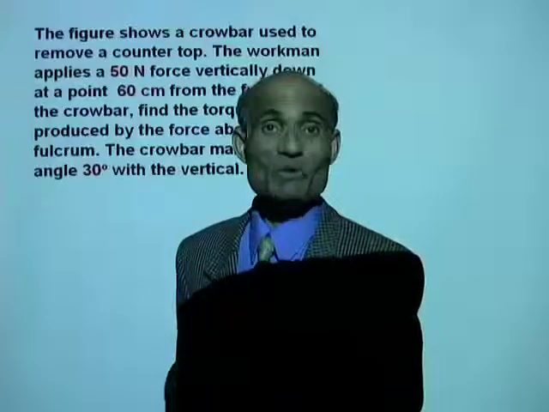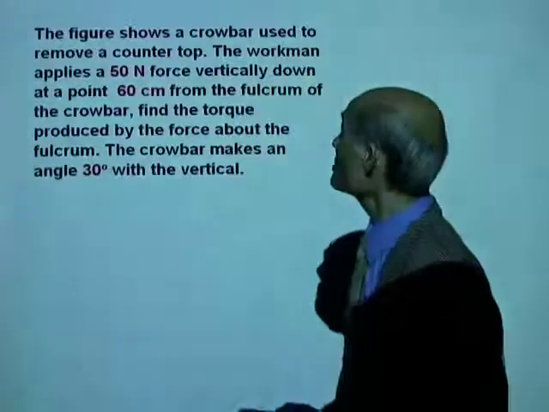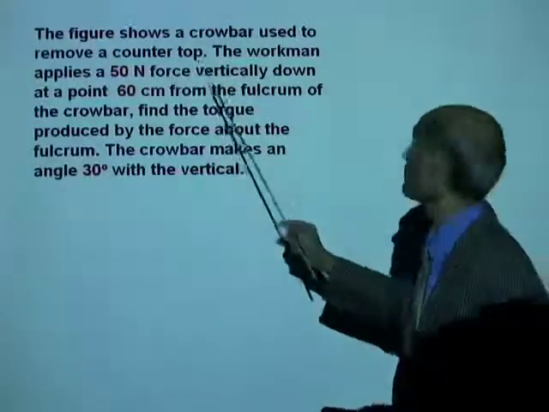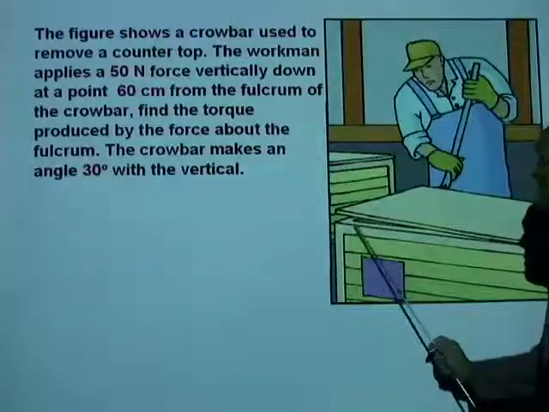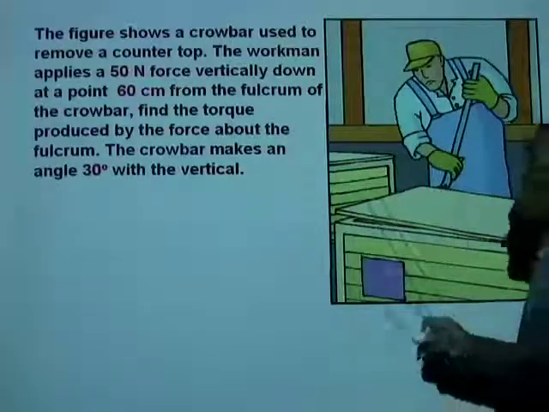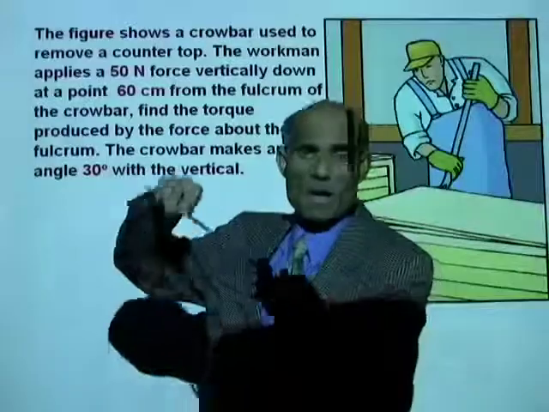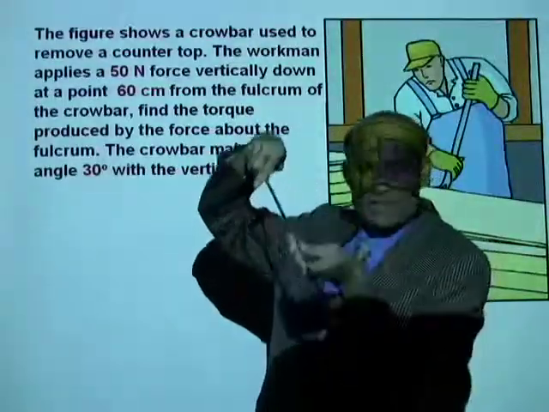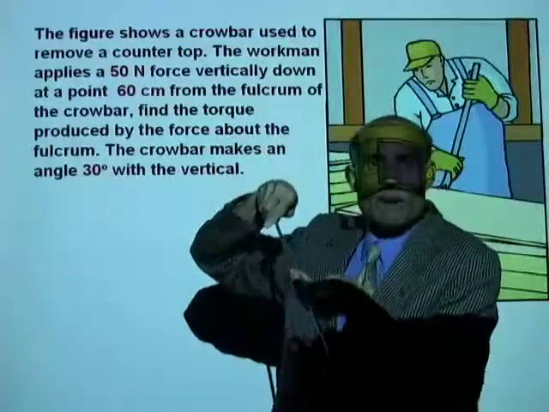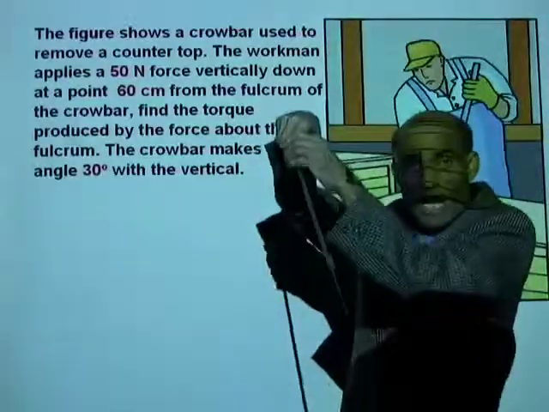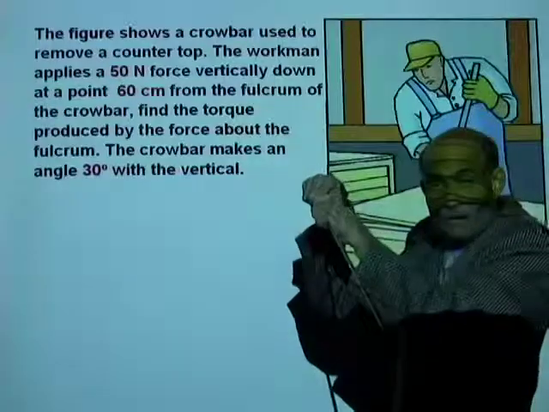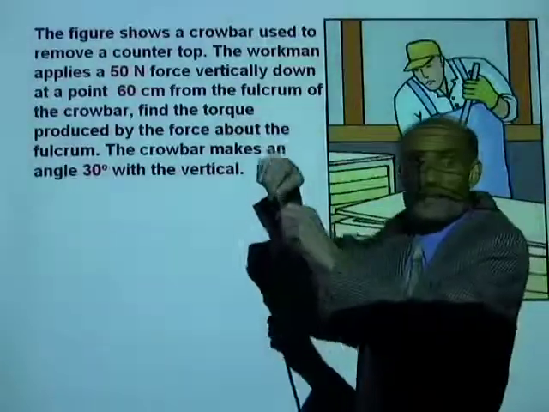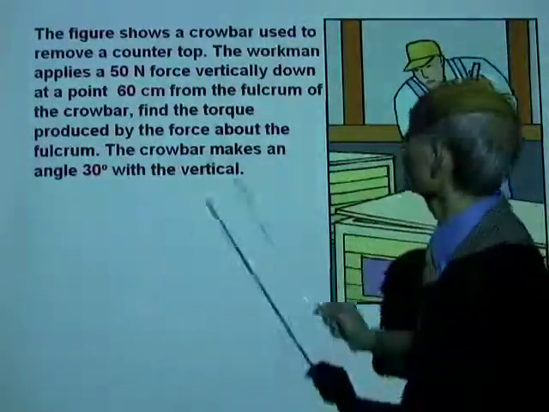Okay, let's now look at a problem. The figure shows a crowbar used to remove a countertop. Now, very familiar example, is that right? This is the countertop and you use a crowbar which is something like this, which has a bent end. I can insert the bent part under the counter and apply a force directed downward to produce a rotation. That means I am producing a torque.